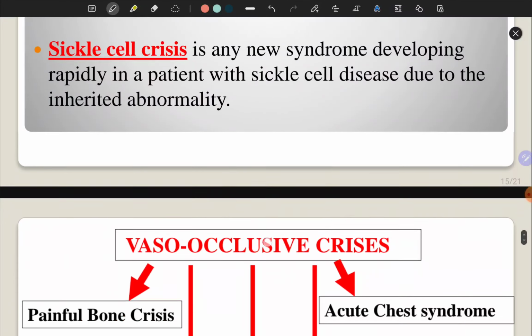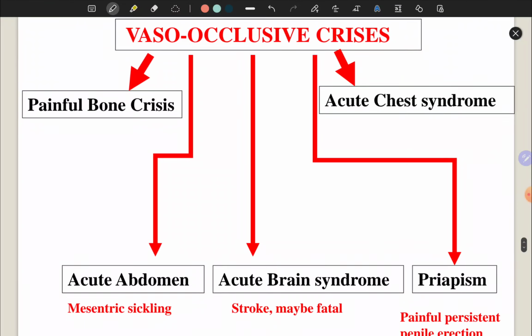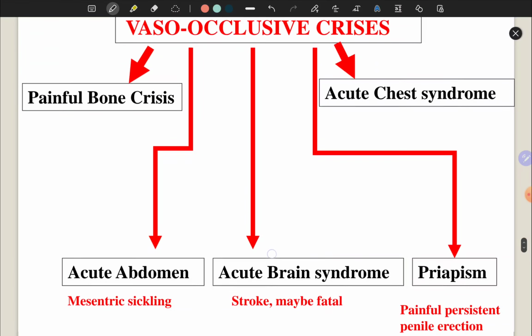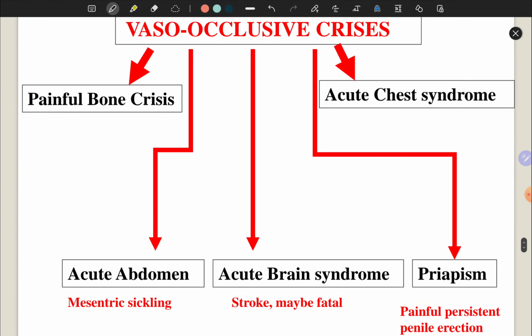So I told you, sickle cell crisis means the occlusion. The commonest type is the vaso-occlusive crisis. Okay, there are different types of crisis. Probably the commonest, the easiest at this stage, is the vaso-occlusive crisis, which is a very painful crisis.